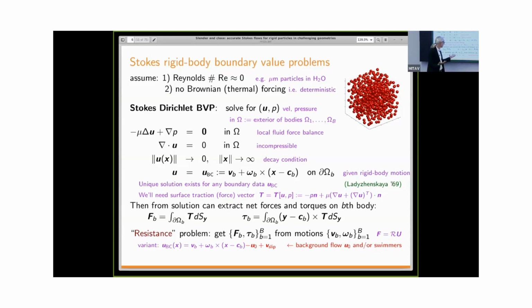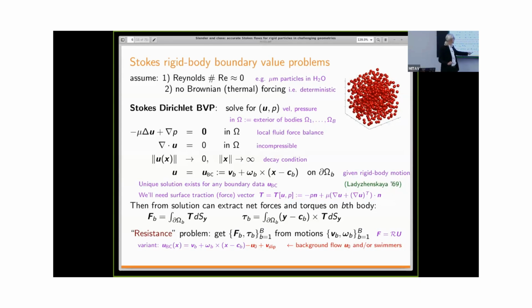Yes. So you can write this problem as a linear map from a vector of size 6b, which is all of the velocities and angular velocities, to all of the forces and torques. So it's a big matrix. You can call it R. It's called the grand resistance matrix.